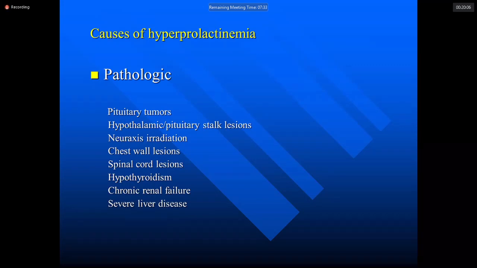Also hypothyroidism, because TRH is a stimulant for prolactin secretion. So when we have primary hypothyroidism, the TSH will be high and TRH will be high, and the prolactin will be high. Chronic renal failure and severe liver disease will also cause the patient to have high prolactin.